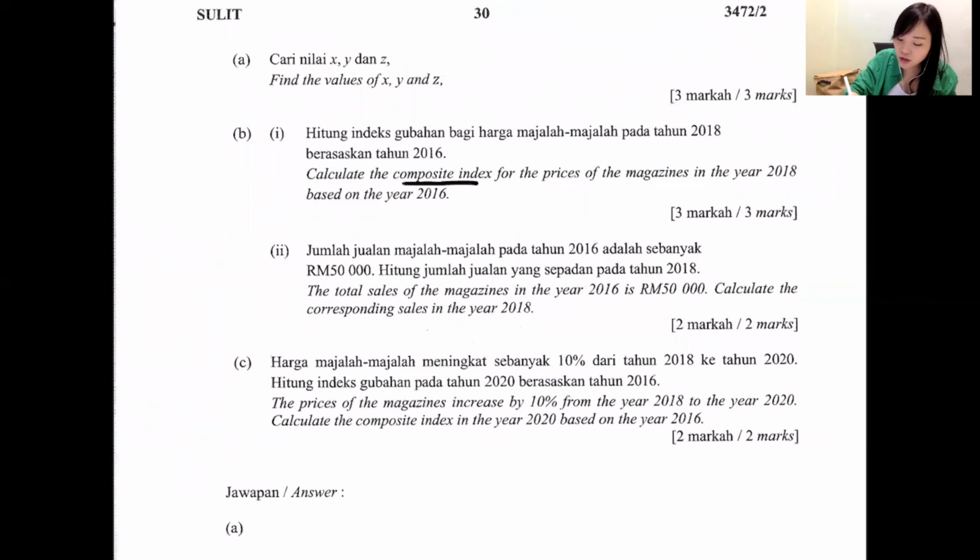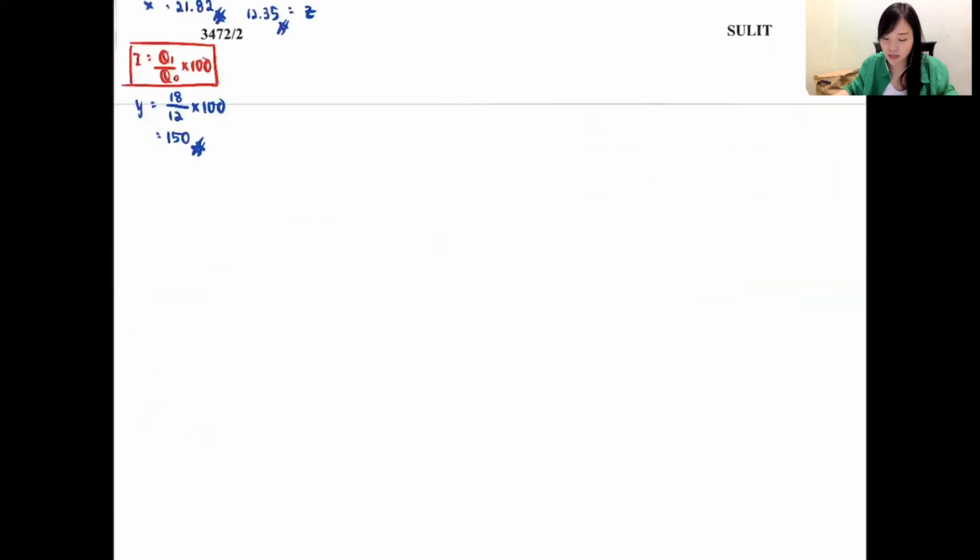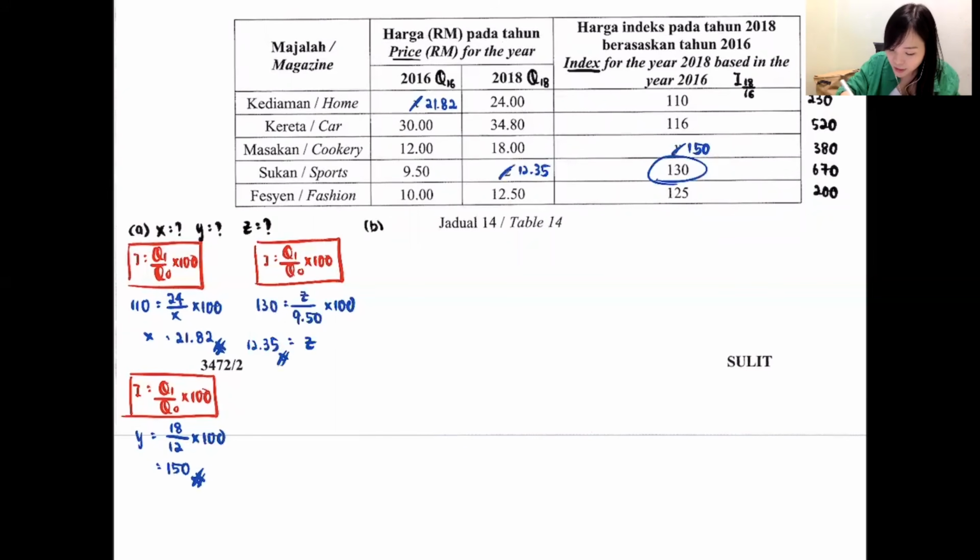B1, they say calculate the composite index. Index is I. Composite index is I dash. Calculate the composite index for the magazines in the year 2018 based on 2016. Isn't it I dash 18 over 16? Okay, let's come back. So for B, they want to find the I dash 18 over 16. So how do we do that? Composite index only has one formula, which looks like this. So total IW over total W.